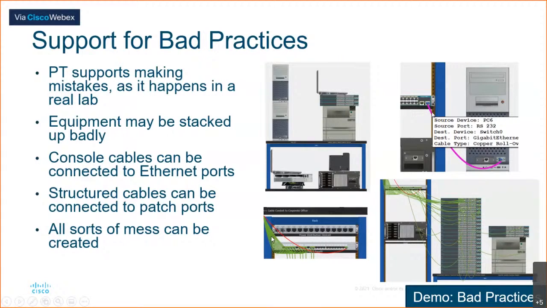You can implement structured cabling in a bad way. So basically, you have a structured cabling cable coming out of the wall, and you can put the RJ45 connector on it and plug it into a device or patch panel. This is not advisable, but can be done in real life. And Packet Tracer also supports that. And all sorts of sometimes ridiculous situations can be created in Packet Tracer.